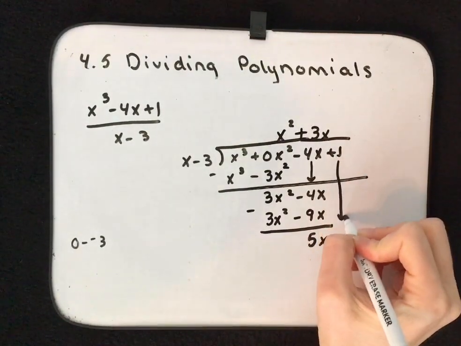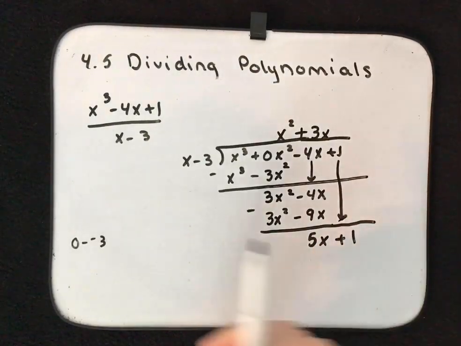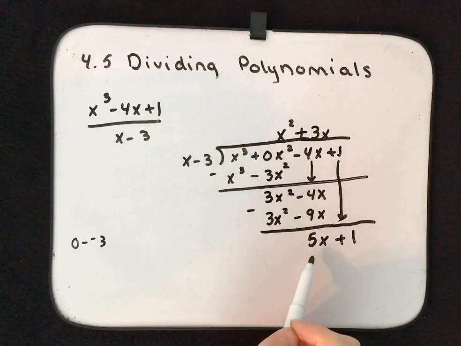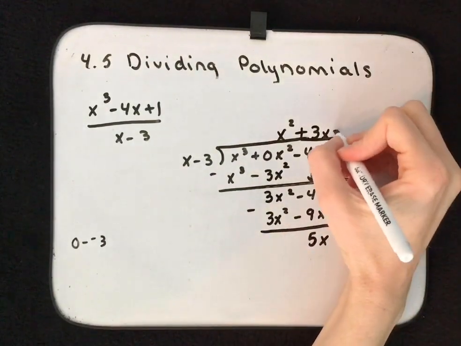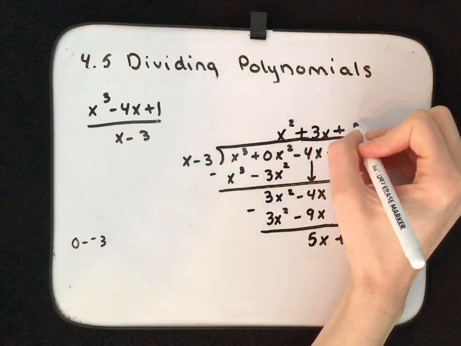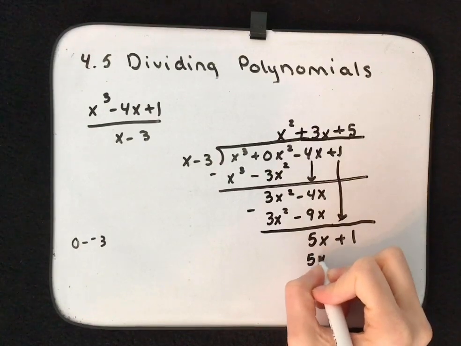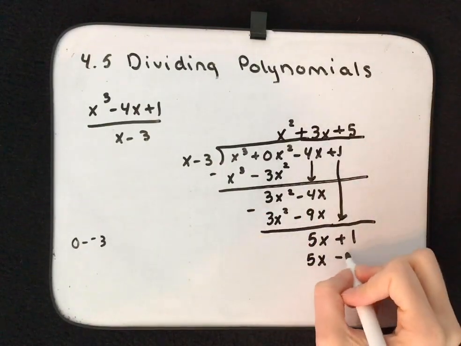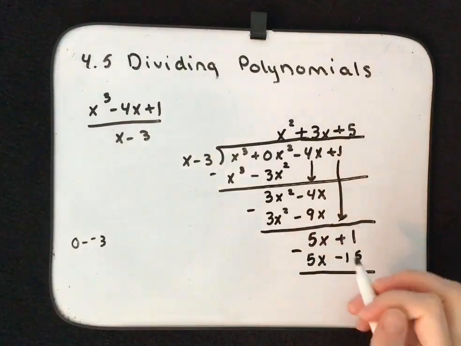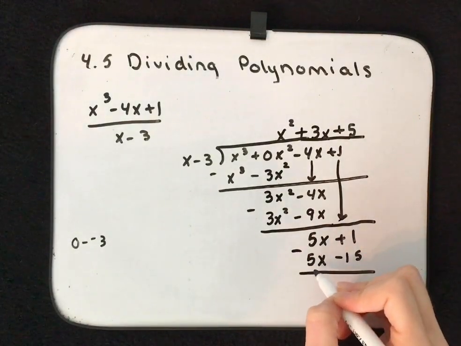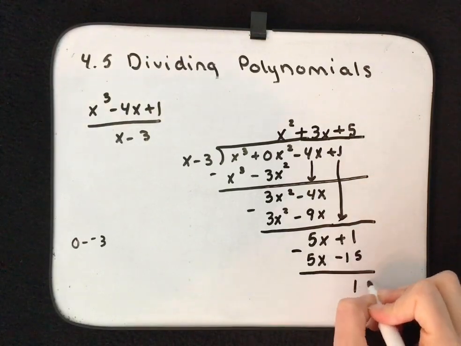Bring down your next piece. So now we do the same thing again. What times x gives us 5x? Well, this is technically a 1. So 1 times 5 is 5. So here we need plus 5. 5 times x is 5x. 5 times negative 3 is negative 15. We can subtract. 5x minus 5x gives us 0. 1 minus negative 15 gives us 16.